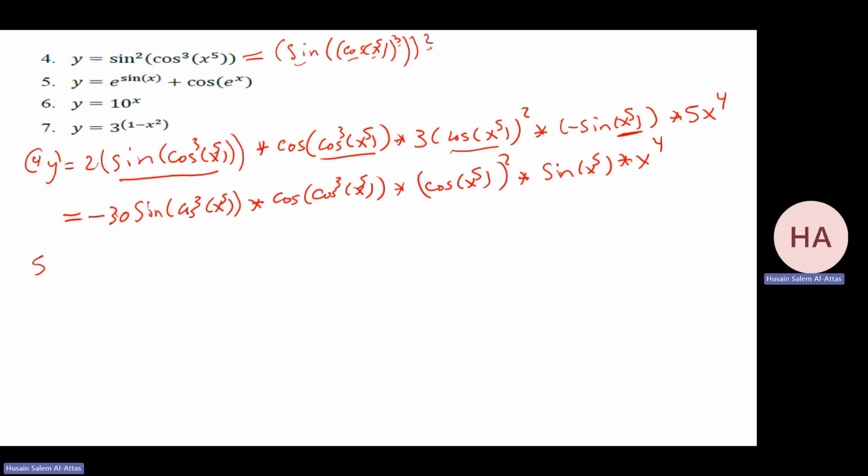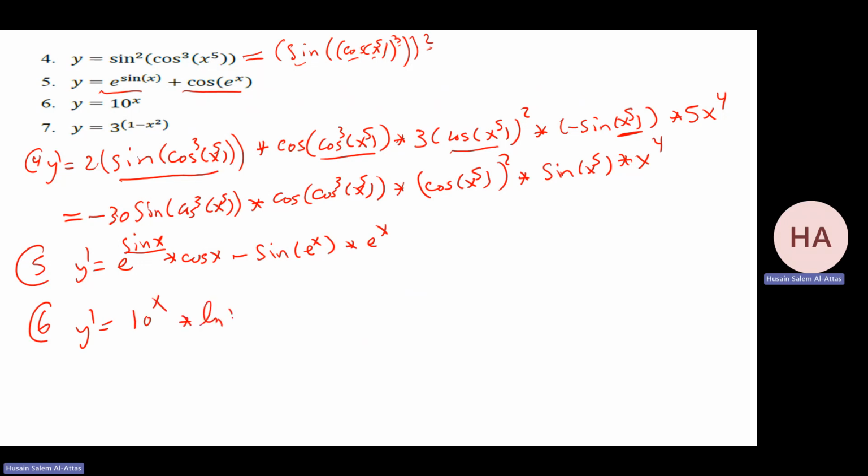Okay, number 5, I think it's easy. This is now a sum, this plus this. e to the power sine x, derivative of this, which is cosine x, plus or minus, the derivative of cosine will be minus sine of ax times a. Number 6, this is the rule: for e to the power x, it will be 10 to the power x times ln 10. Number 7, it will be 3 to the power 1 minus x squared times ln 3 times the derivative of this, which is minus 2x. That's it.